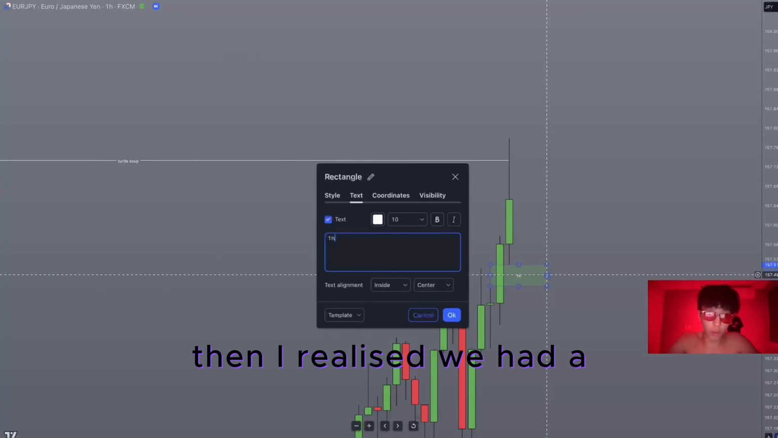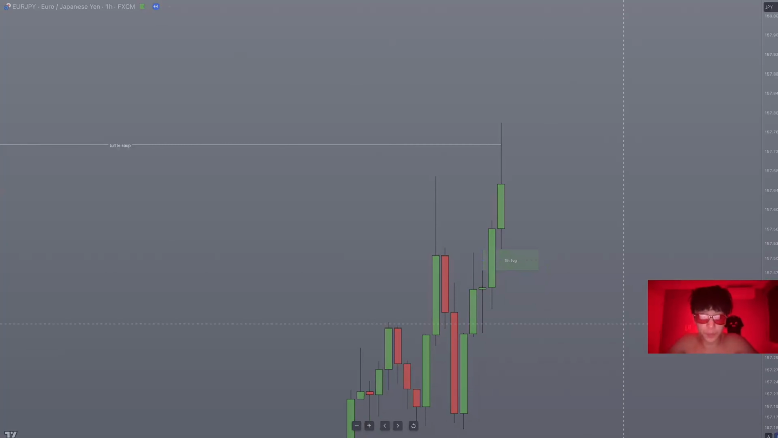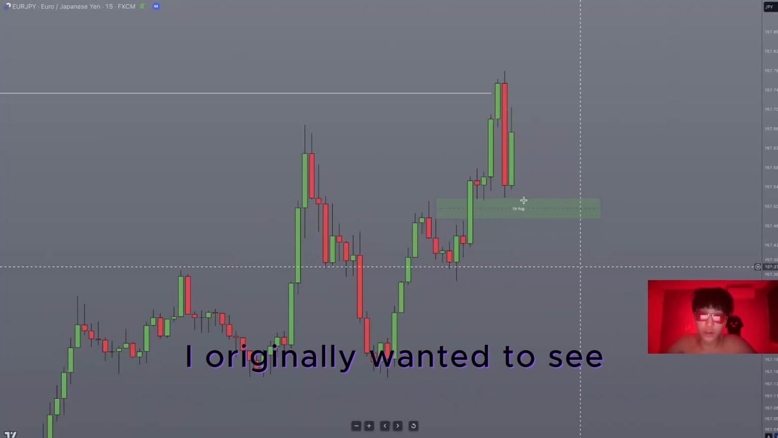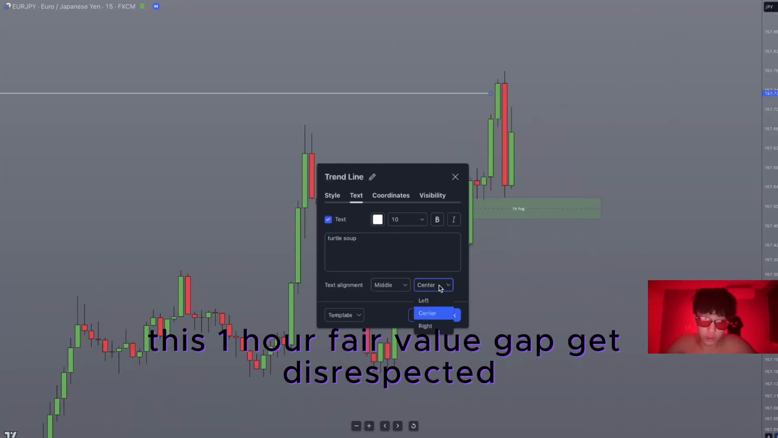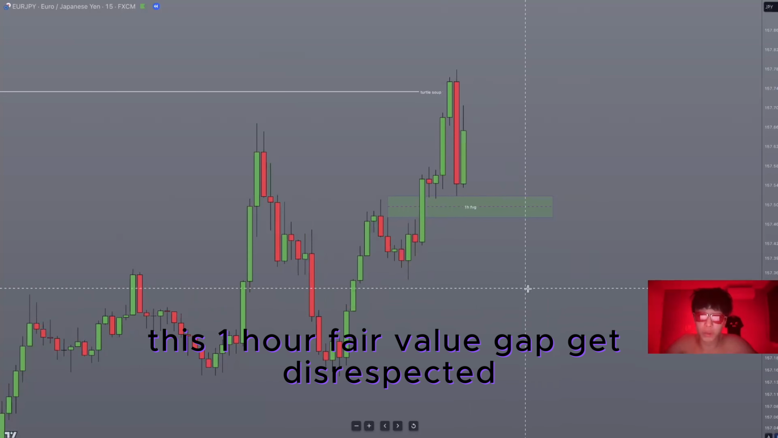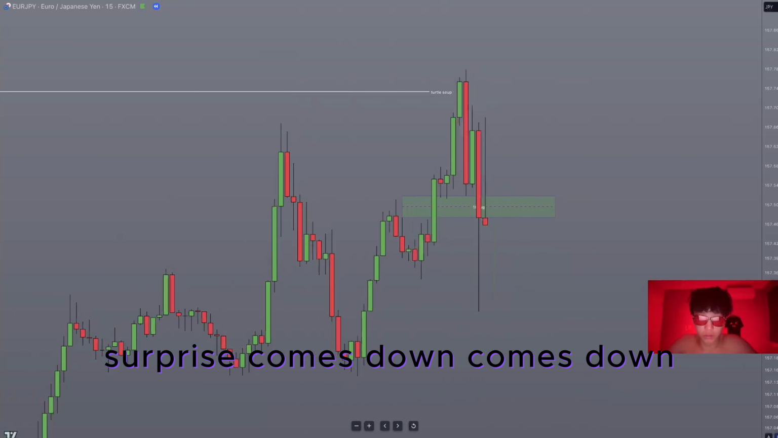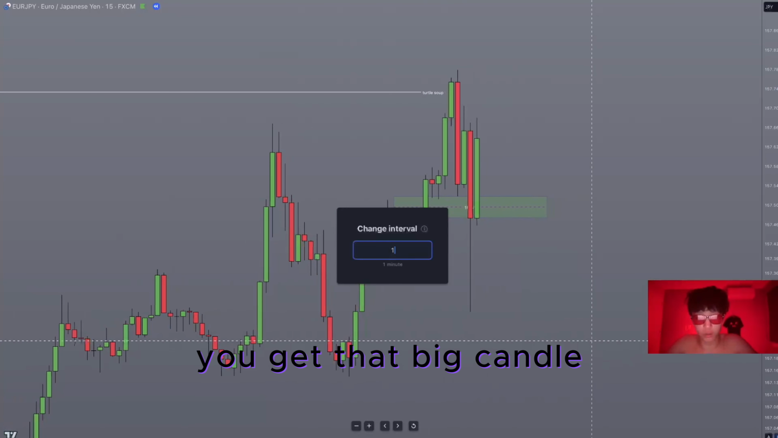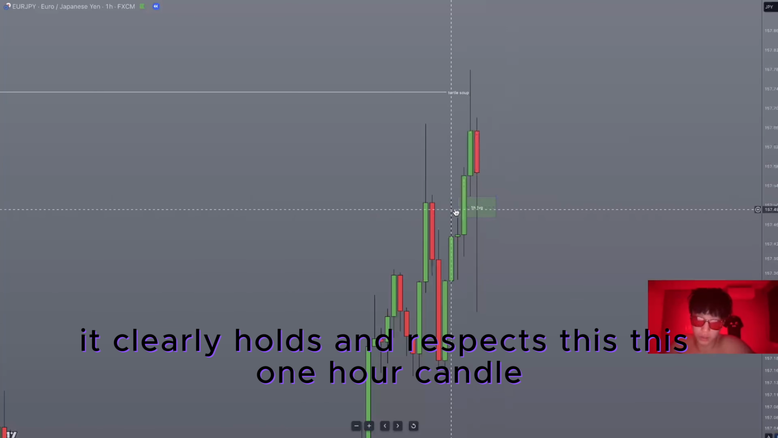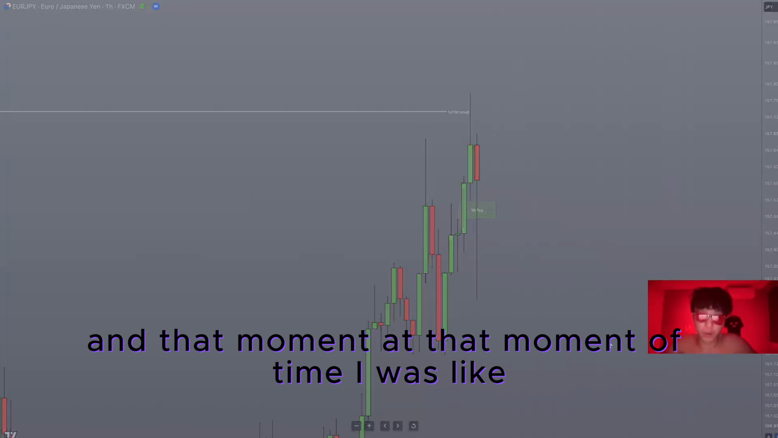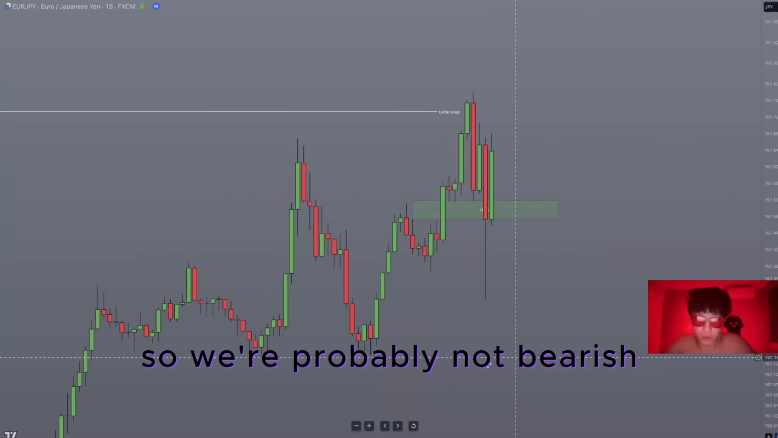Then I realized we had a 1 hour fair value gap right here, and then scaling in even more. I originally wanted to see this 1 hour fair value gap get disrespected before I started looking for shorts. So price comes down, you get that big candle, and as you can see on the 1 hour, it clearly holds and respects this 1 hour candle. So it's probably not bearish. And at that moment in time, I was like, cool, we're probably not bearish.